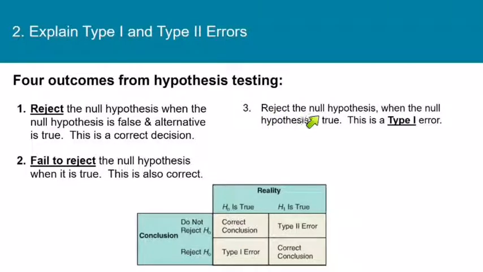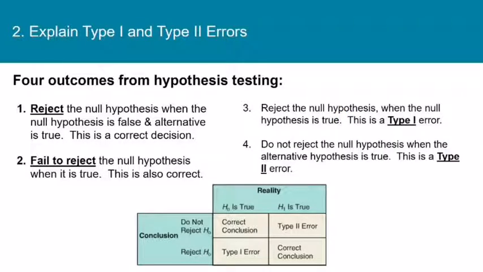But if we reject the null hypothesis, that is, if we believe the null is false when it's actually true, that's called a type 1 error. Type 1 error is when the null is true, but we reject it because we've decided it's false. That is a type 1 error. And then the fourth thing that can happen is that we do not reject the null hypothesis, but actually the alternative is true. So we believe the null is true, but in reality the alternative hypothesis is true. That's called a type 2 error.